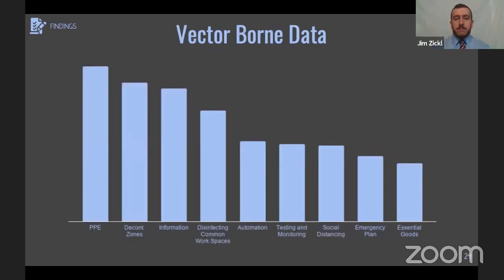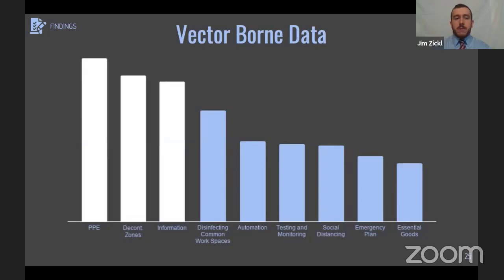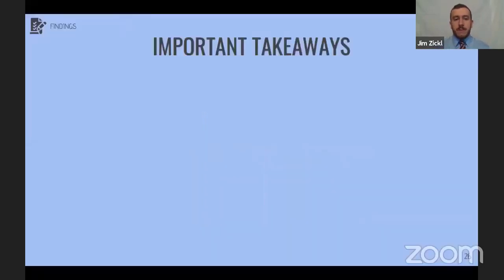In the third section, vector-borne data, personal protective equipment was again ranked highest by experts, followed by decontamination zones and the streamlining of information to essential employees. Besides the rankings, we were able to pick up important takeaways based on the comments and explanations from the rankings.